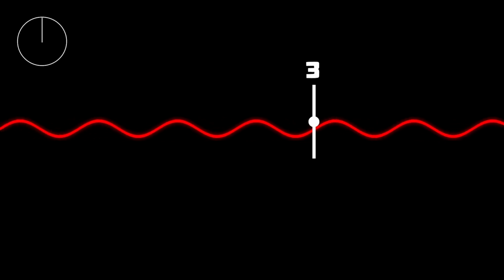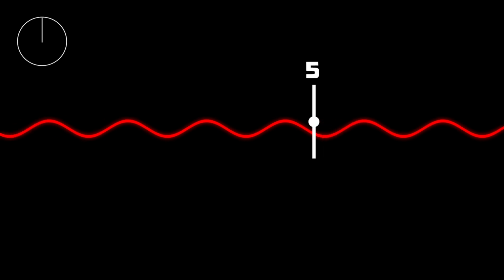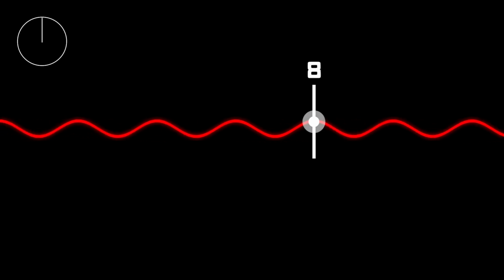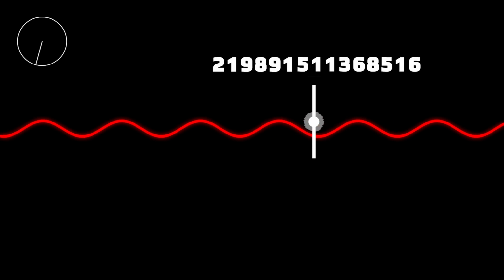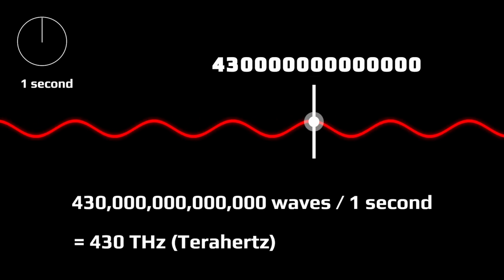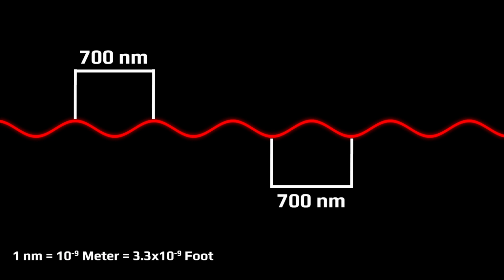For example, the frequency of red light is about 4.3 times 10 to the 14 Hertz. That means 4.3 times 10 to the 14, or 430 trillion, red waves pass a fixed point in 1 second. In terms of wavelength, the wavelength of red light is about 700 nanometers. That means the distance from one crest to another, or from one trough to another, of waves of red light is about 700 billionths of a meter.